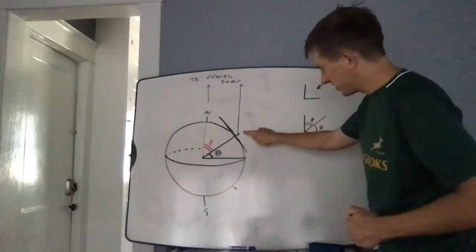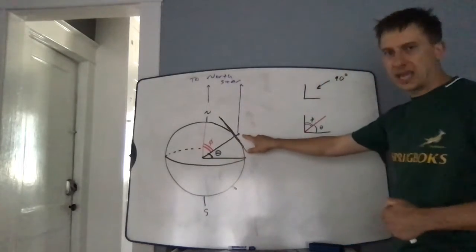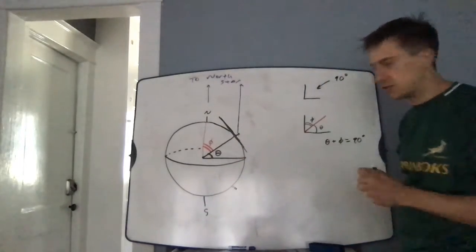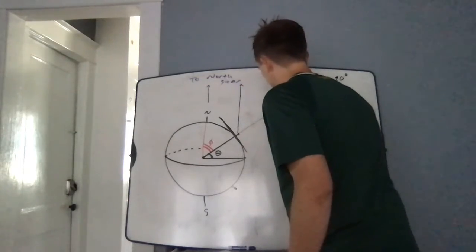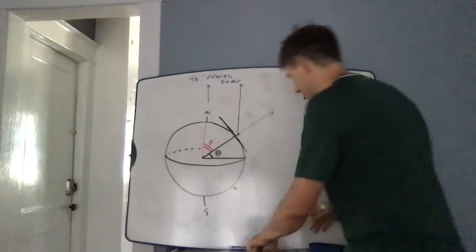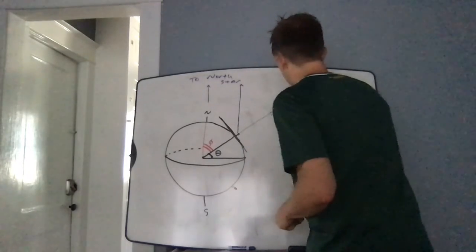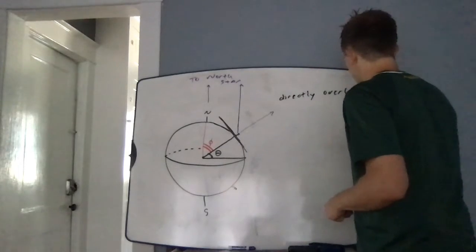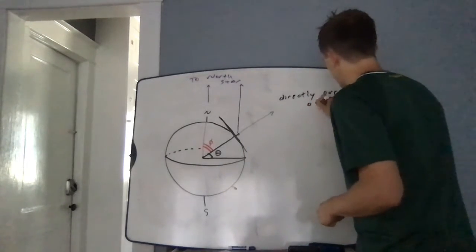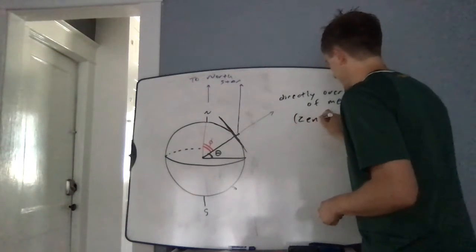How am I going to think about this now with this picture? Let's take ourselves and the line that begins at the center of the Earth and goes to where we're standing. Let's continue this line upward. So from my perspective, this line is directly overhead of me right now. And this is basically what we said is the zenith.